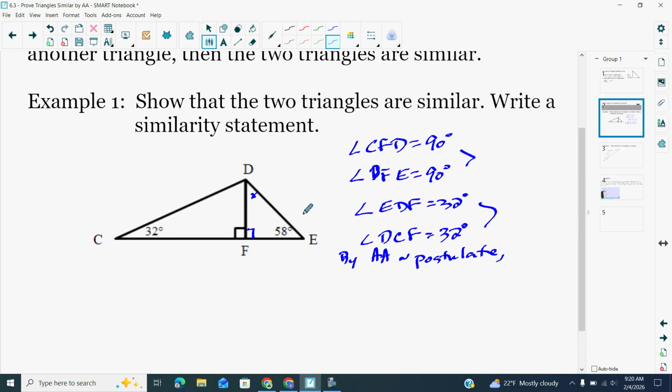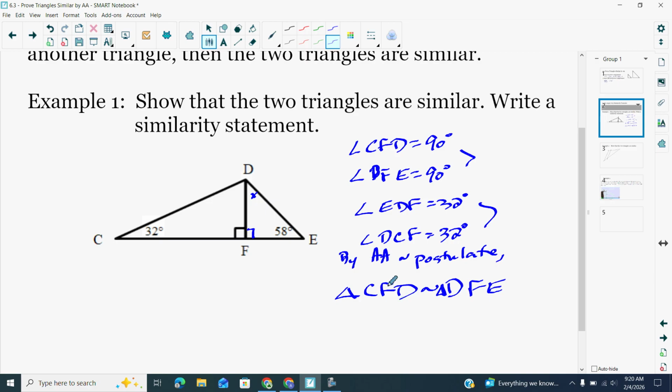It also tells us to write the similarity statement. So I'm going to call that one triangle CFD, which is similar to, and we need to go in the same order, just like we did with congruence. We need to make sure that the corresponding angles match up. So for CFD, I started at the 32-degree angle, that's right here, and then I went to the 90, and then I go to the 58-degree angle, DFE. And I forgot my triangle symbol. Triangle CFD is similar to triangle DFE.